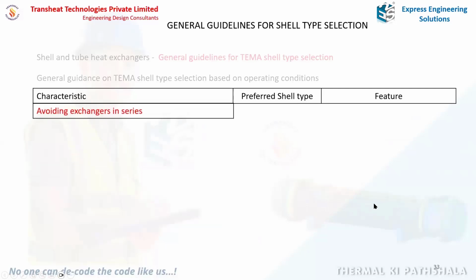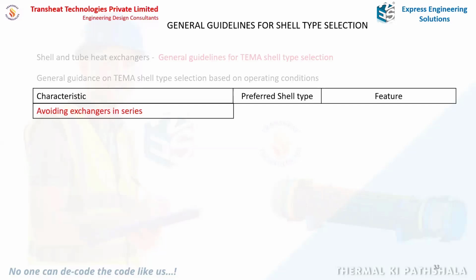Now, in many cases we provide exchangers in series or in parallel. Generally, exchangers are provided in series when you're not able to meet your required heat duty within a single shell. It happens sometimes that you have gone up to a very big shell diameter and you're still not able to meet your heat duty within a shell. It can happen even in smaller diameter cases, depending on your other operating parameters also.